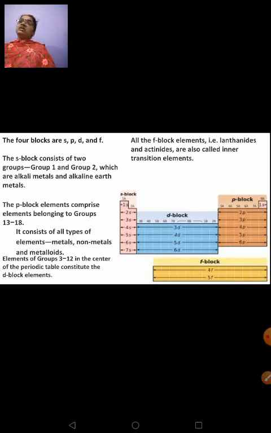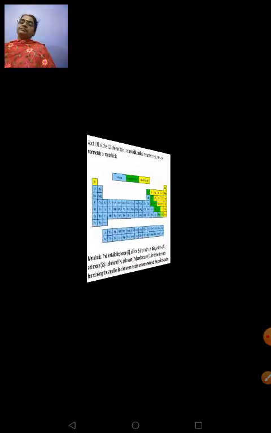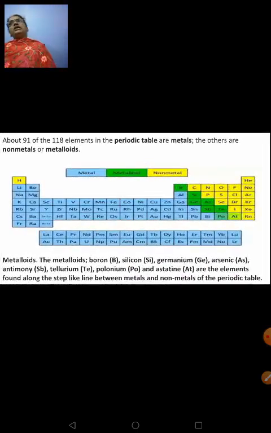What are inner transition elements? That is the lanthanide and actinide series, which are found at the bottom of the periodic table. Next, as I told you now, there are totally 118 elements present in your modern periodic table, known to us. Out of these, about 91 elements are metals, and the others are a combination of non-metals or metalloids. These non-metals and metalloids especially are separated by a zigzag line in your periodic table.